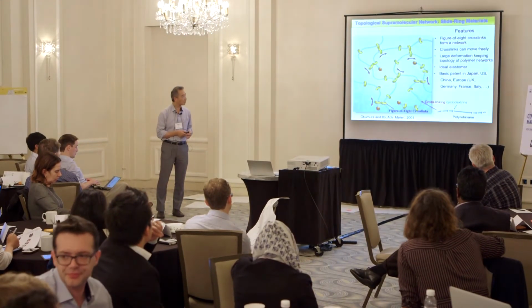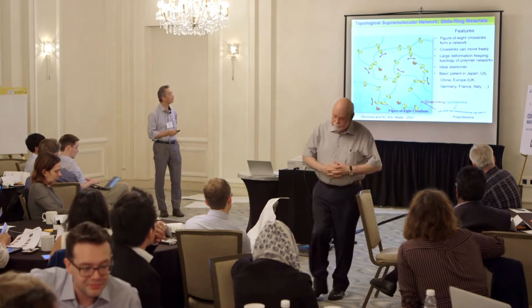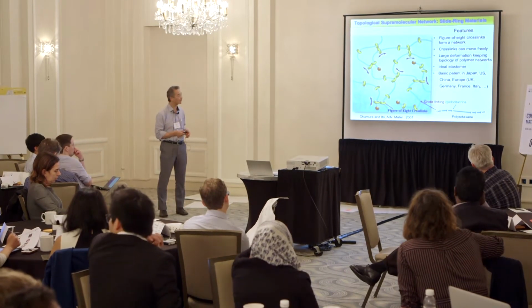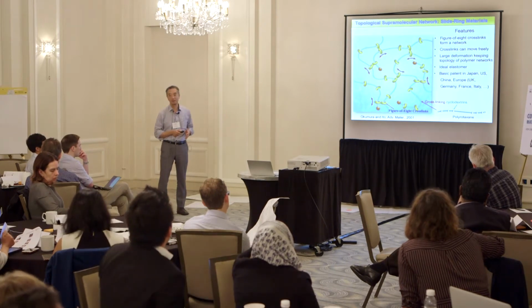To solve this problem, about 20 years ago, we invented a novel network structure called slide ring materials by cross-linking the cyclic molecules of the polyrotaxane. Then we formed a figure of 8 cross-linking junction which can move freely in the polymer network. So large deformation is realized keeping the topology of the polymer network in the slide ring materials.